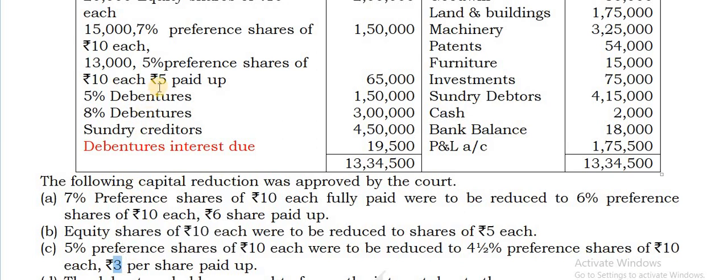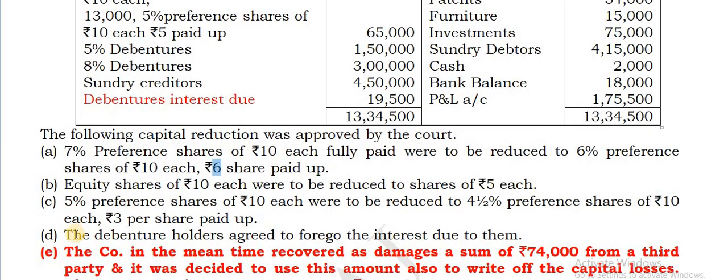So, thereby, what is the amount foregone? 2 rupees per share is foregone. Wherein here, this 10 rupees reduced to 6 rupees, so 4 rupees is foregone thereby. Next. The debenture holders agreed to forego interest due to them. This is what I said. Whatever the debenture interest is there, this is foregone by them. So you need to pass a separate entry for this.